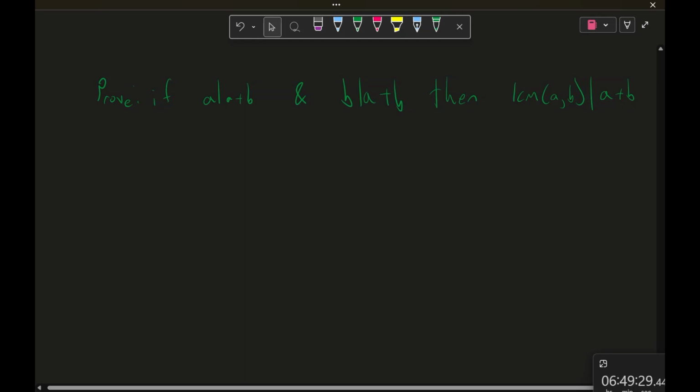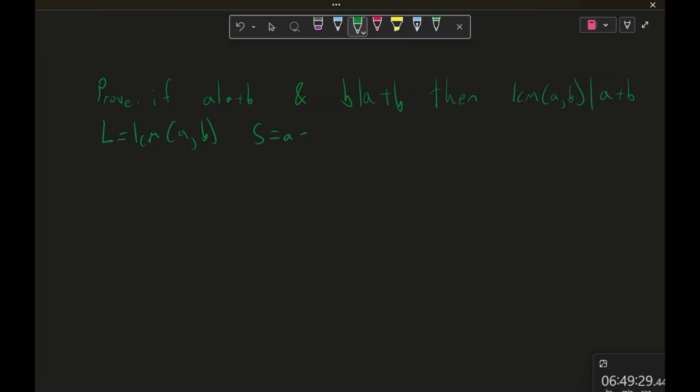Okay, I'm going to prove if A divides A plus B and B divides A plus B, then the least common multiple of A and B divides A plus B. First, let's create some variables. I'll say L equals LCM of A, B, and S equals A plus B.